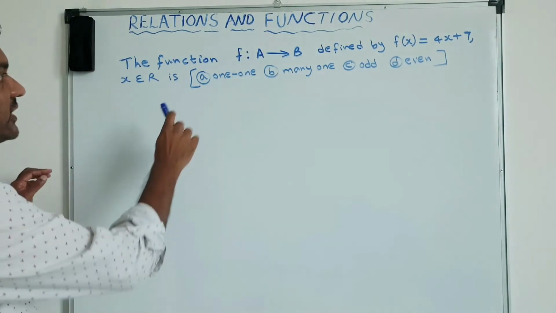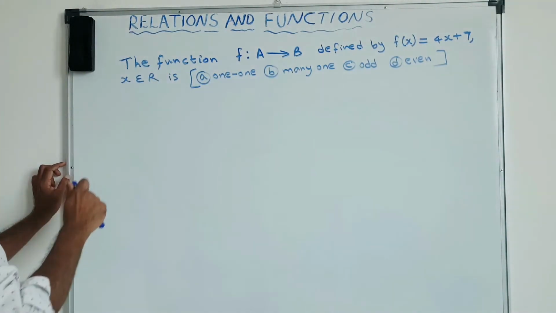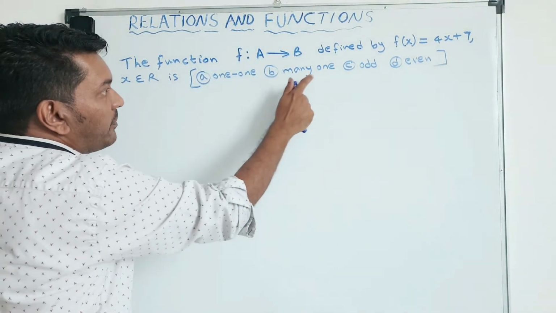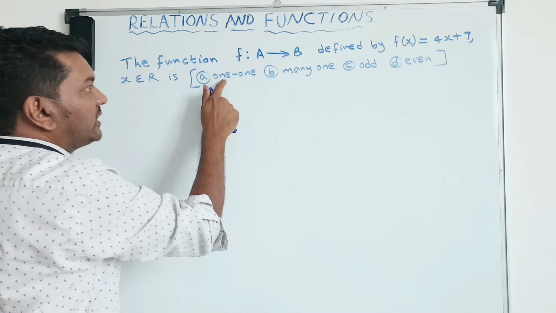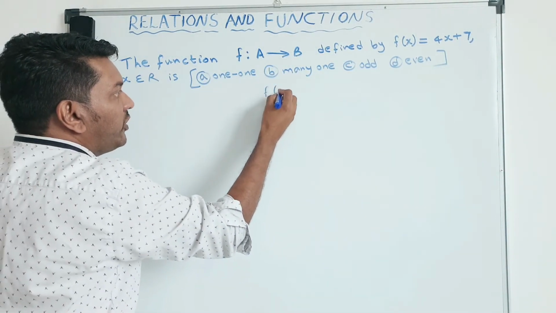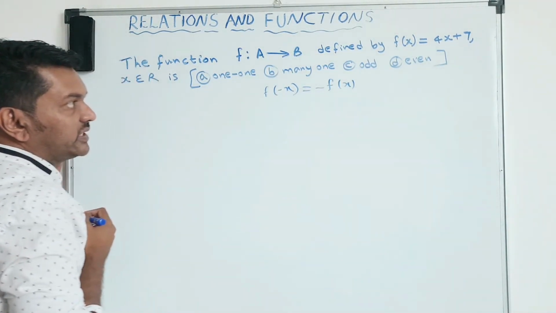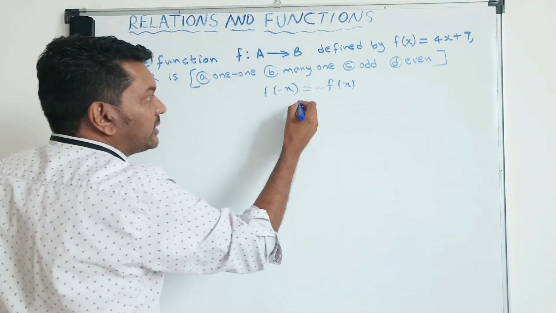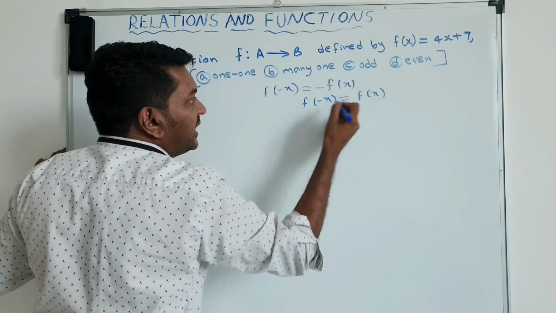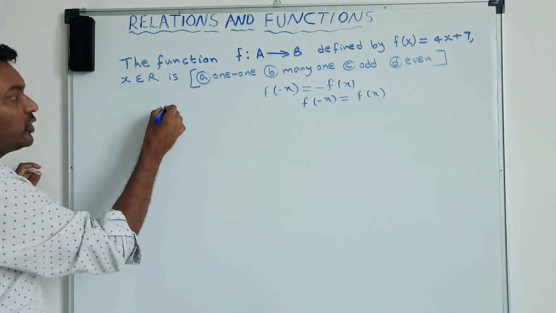Now, next question, the function f from A to B defined by f of x equal to 4x plus 7, x belongs to set of real numbers, is 1 to 1, many one, odd, even. You know what is 1 to 1 function and many one function. Odd function means if f of minus x gives you minus f of x, then f of x is an odd function. Even function means if f of minus x is giving you f of x, then f of x is an even function. Here we are checking whether it is 1 to 1 or not.